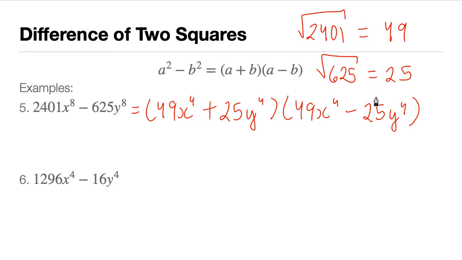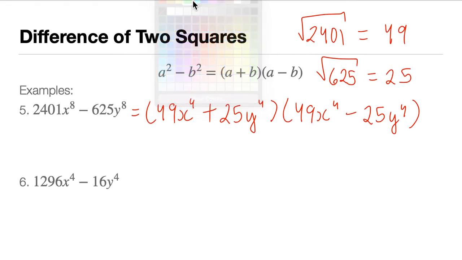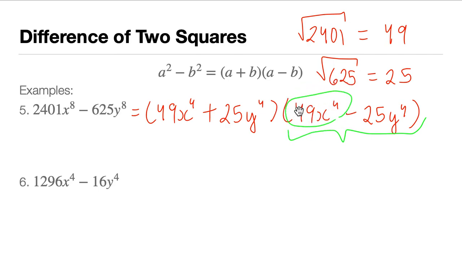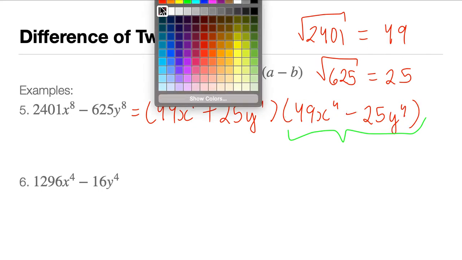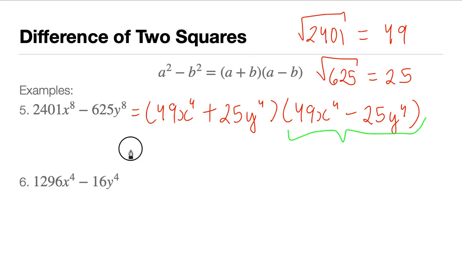But that's not the end. We have executed correctly the difference of two squares, but wait, there's more. What we can further do is apply the difference of two squares here. Notice this is a perfect square, this is 7 squared, and this is also a perfect square, this is 5 squared. Maybe we'll copy this. This is not a difference of two squares because this is simply a sum, not a difference.